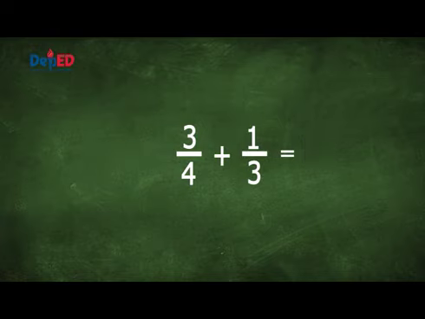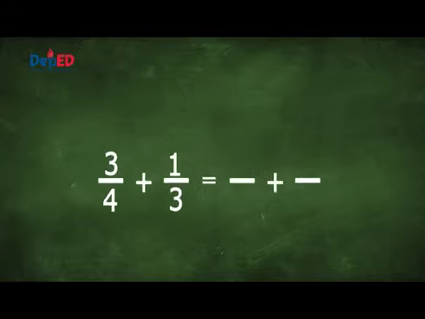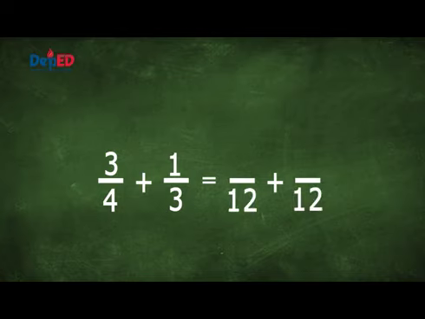Step 1. Change fractions to similar fractions through getting the least common denominator or LCD of 4 and 3. Again, by using any method, the LCD of 4 and 3 is 12. Step 2.